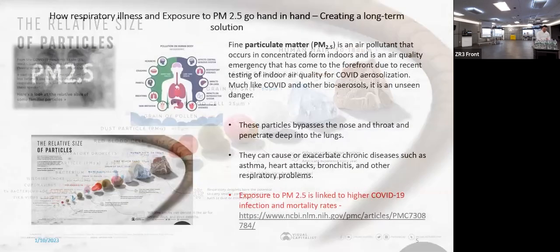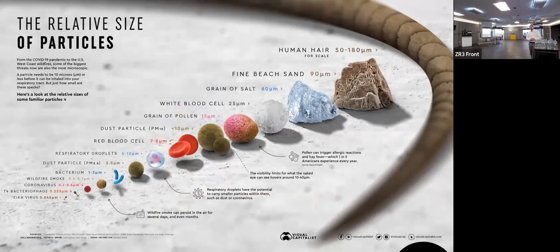But let's first understand the size of particles, right? Because a lot of people understand PM 2.5, but it doesn't stop there. If we compare particle size, you look at human hair, which is 50 to 180 micron in size, all the way down to beach sand, 90 micron in size. White blood cells and red blood cells are about 15 micron in size. And then dust particles that you can see floating in the air are about 10 micron in size. Then you get into respiratory droplets, and that's where it becomes extremely critical. Those are between 5 and 10 micron in size. Then we go to 2.5, and those are dust particles.